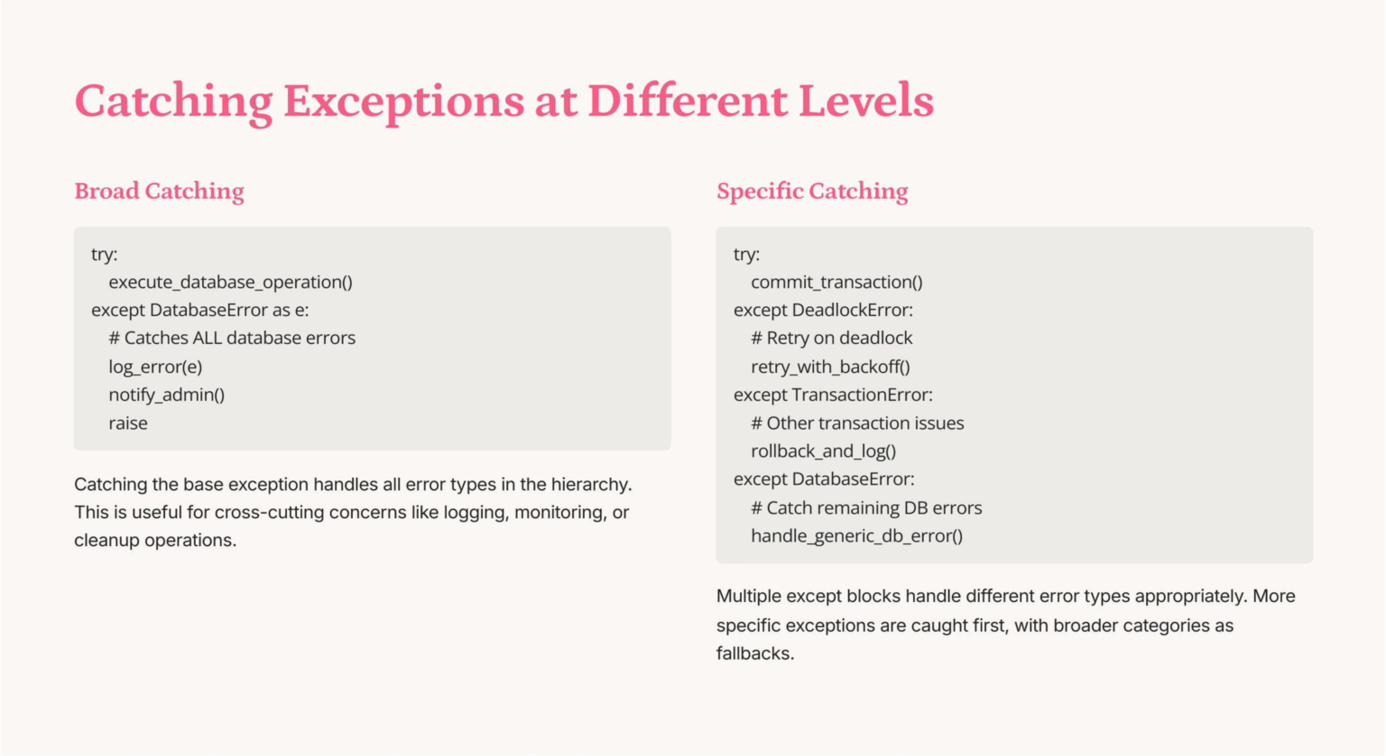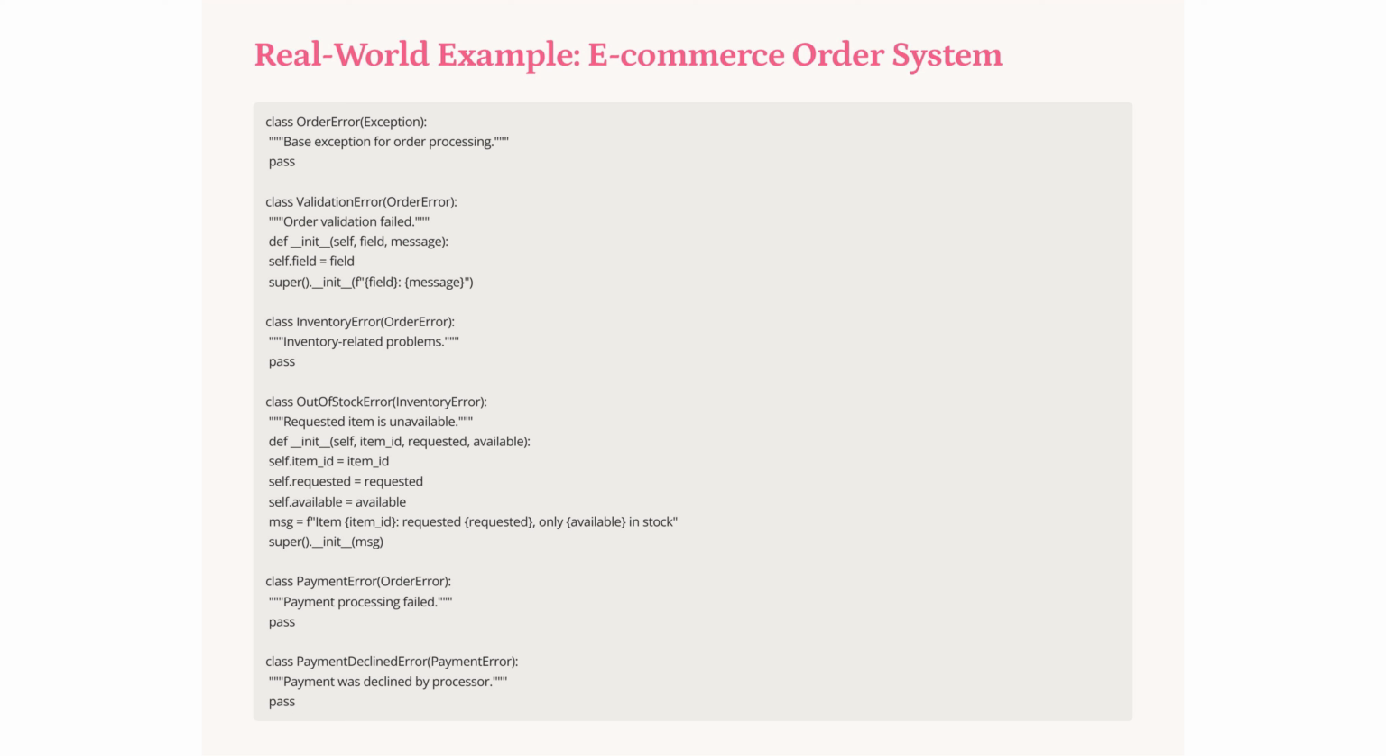Catching exceptions at different levels allows for effective error management. Broad catching, using a base exception like DatabaseError, handles all errors in the hierarchy, ideal for logging or monitoring. Specific catching uses multiple except blocks to address particular errors first, such as DeadlockError, ensuring precise handling before falling back to broader categories.